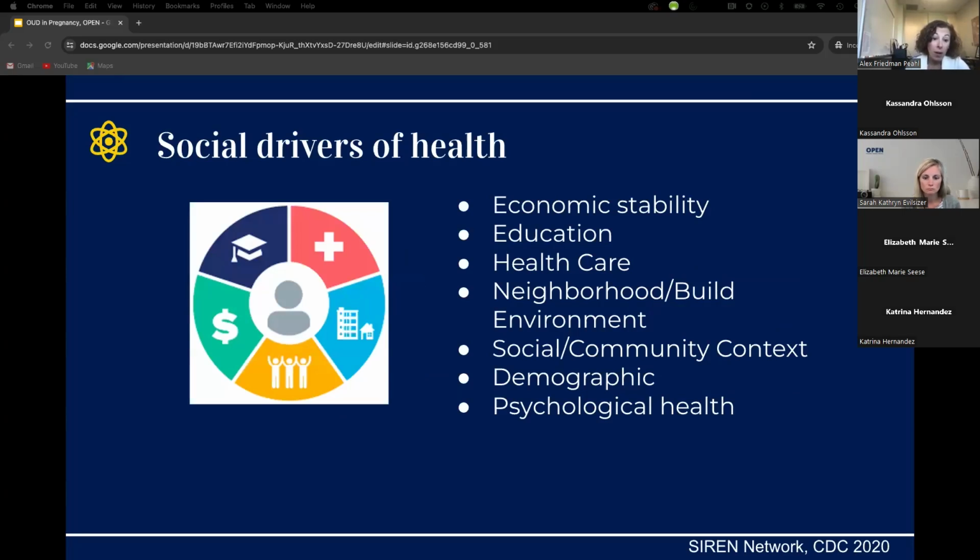Social drivers of health are quite broad. They often include domains that clinicians are not prepared or trained to address. Things like economic stability, helping people to find a job, education, healthcare financing and insurance, neighborhood and built environment, having a safe place for people to exercise, social and community context, helping individuals to find connection, and psychological health.